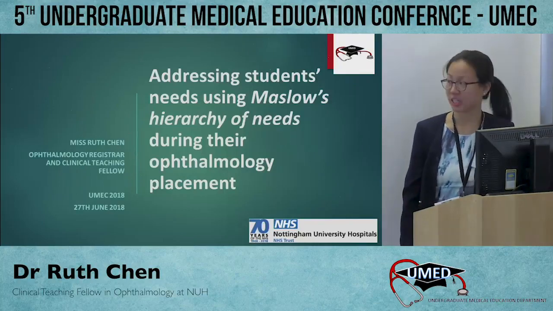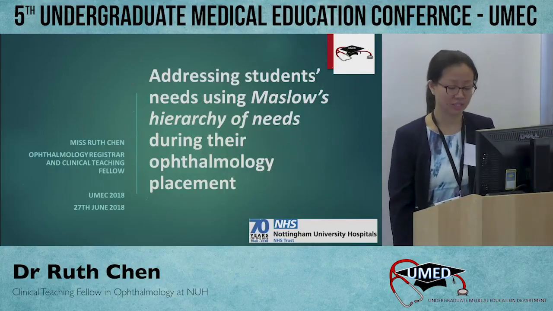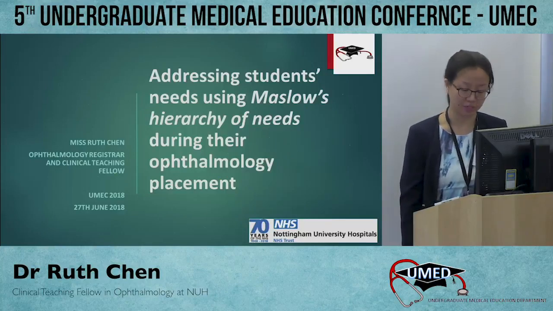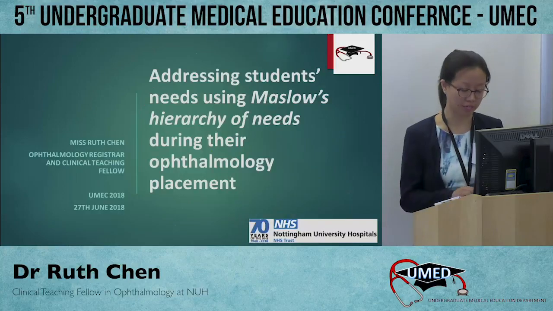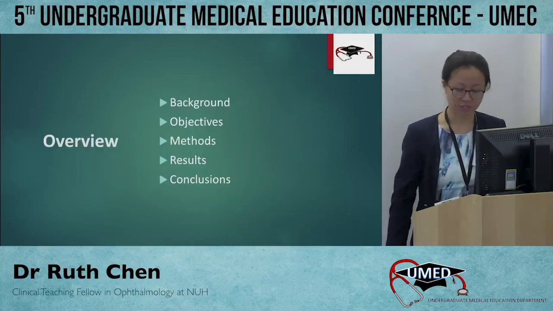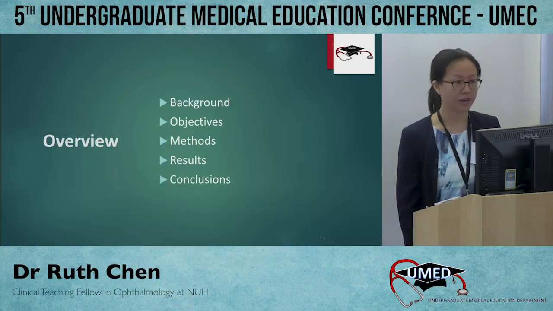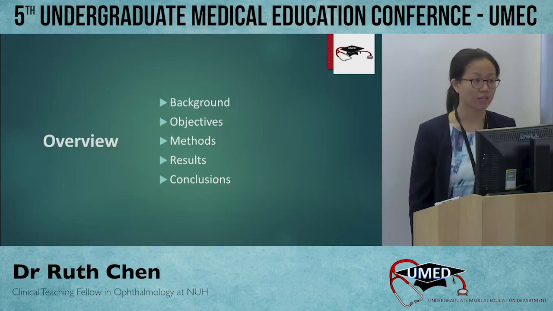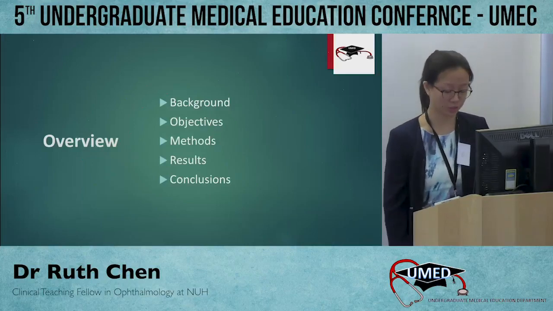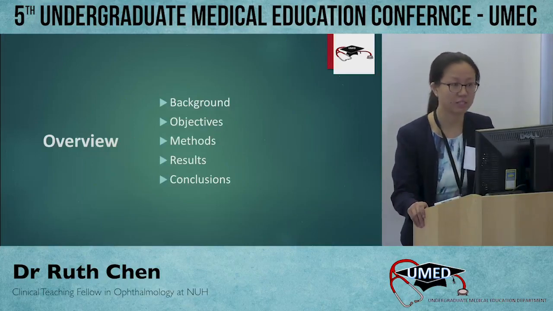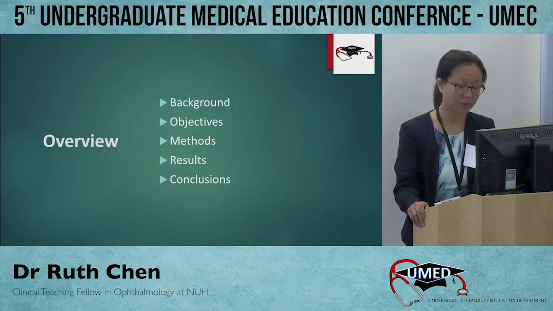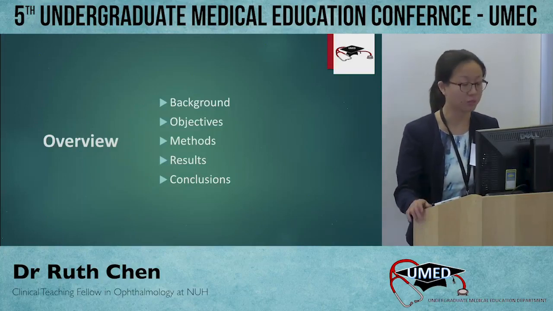Today I shall be talking about addressing the medical students' needs using Maslow's hierarchy of needs during their ophthalmology placement in QMC and our research behind it. Here's an overview of my talk, looking at the background and objectives of the intervention, methods used, results, and conclusions. I would like you to note that Maslow's hierarchy has not been described in the literature with regards to undergraduate ophthalmology training. We believe it is the first for us at QMC to adopt this in ophthalmology.